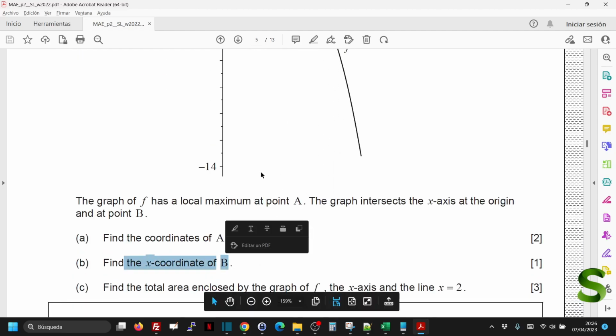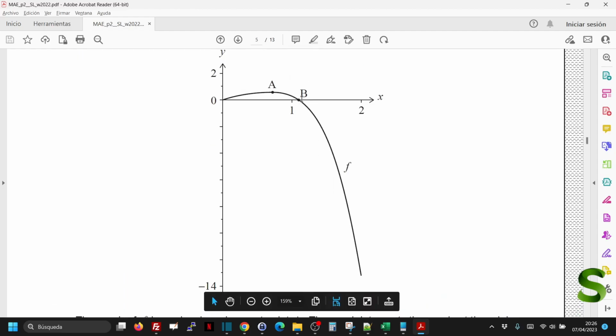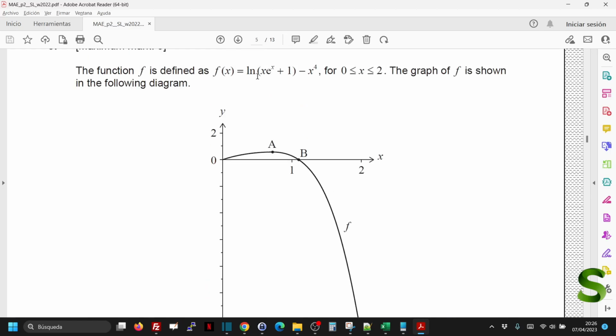Find the coordinates of B. B is the point where it cuts the x-axis, so it's the x-intercept. So if it cuts the x-axis, the equation is y equals 0, because for the x-axis you have y equals 0 for the cutting points, and for the y-axis it's x equals 0. Okay, so what we really want to solve is this logarithm equals 0.